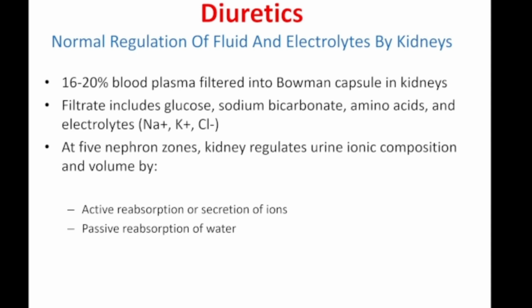We now know that about 16 to 20% of blood is filtered in the Bowman capsule in the kidney, and the filtrate includes many materials that are important for our body and cells. We have glucose, sodium bicarbonate, amino acids, and electrolytes including sodium, potassium, and chloride. Amino acids are an important part of protein synthesis, so we need amino acids. We don't need amino acids to be in the urine.